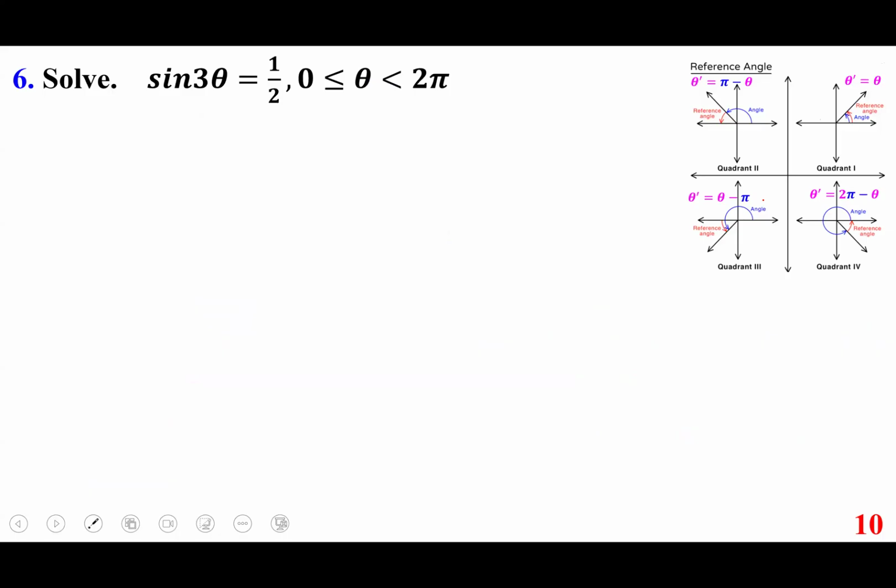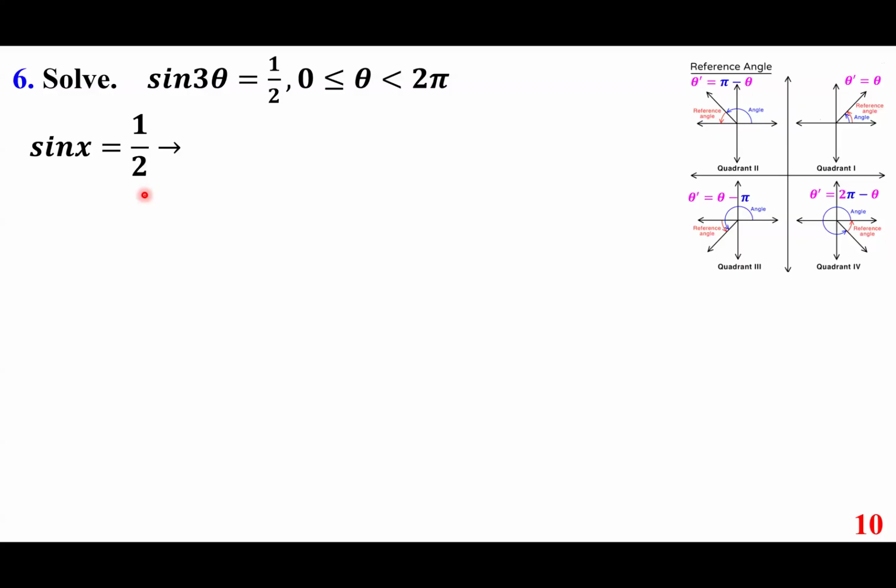Solve sine of 3 theta equals 1/2. Theta is between 0 and 2 pi. How do we solve an equation? First, I want to ignore the 3 theta, and I'm going to say it's, let's say, x. Sine x equals 1/2. Now this has two solutions because sine is positive in the first quadrant. So it's pi over 6.